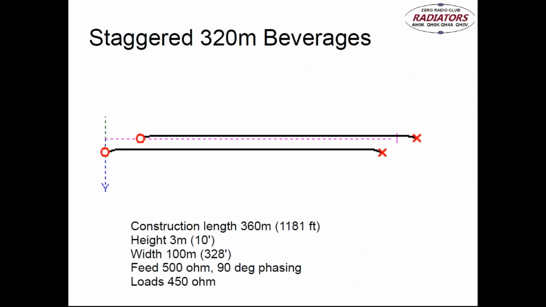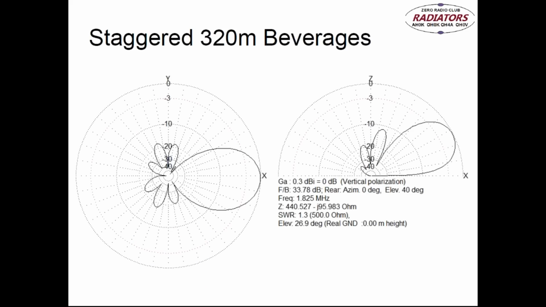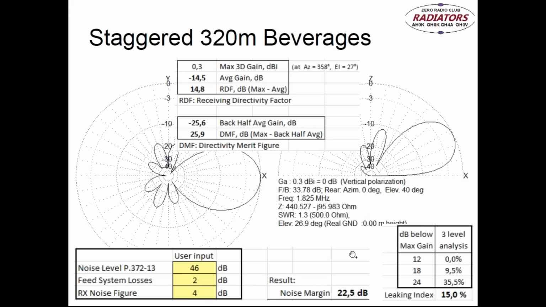Then the staggered 320 meter or 2 wavelength beverages on top band. So with this my ANA analyzer or simulator, I get this kind of pattern for it. So noise margin is of course big because this is a huge antenna. The RDF is like on WHAI or K7TJRP web page. It's like something between 14.5 and 15 decibels. But now the DMF is 25.9.